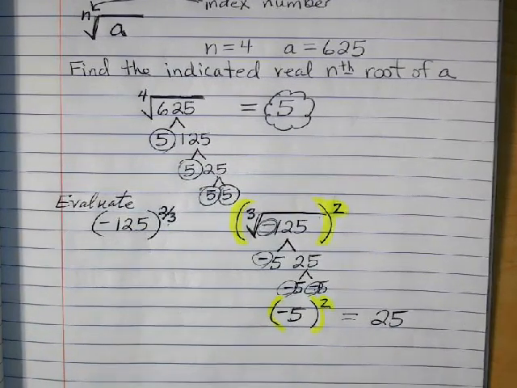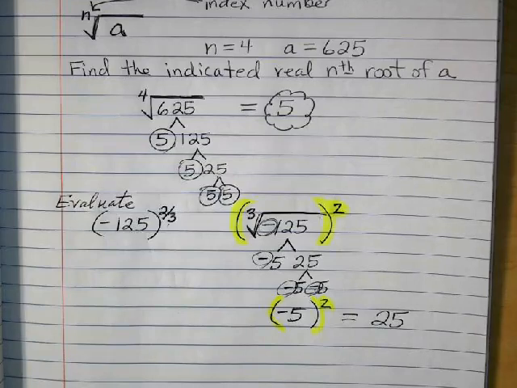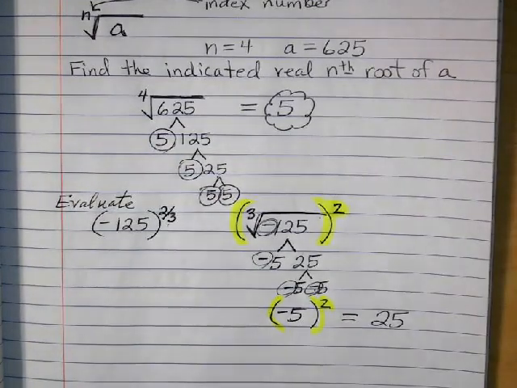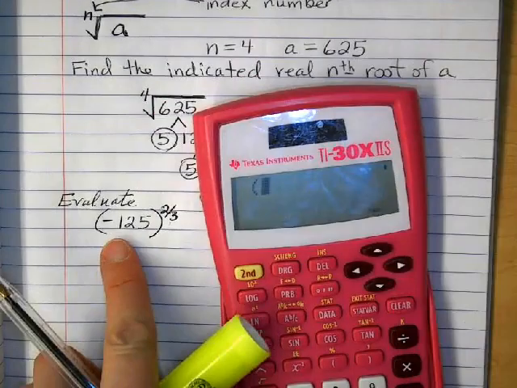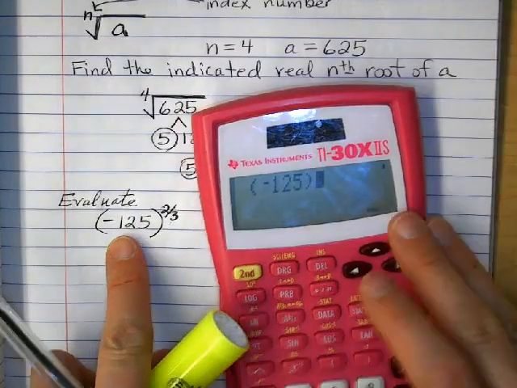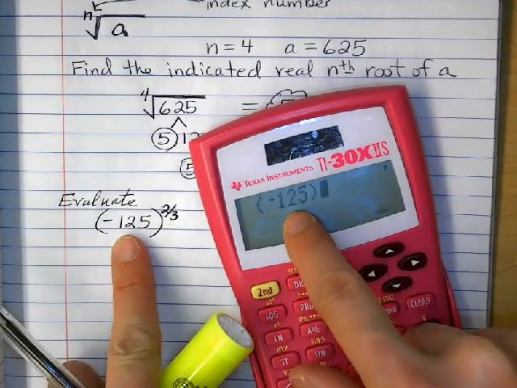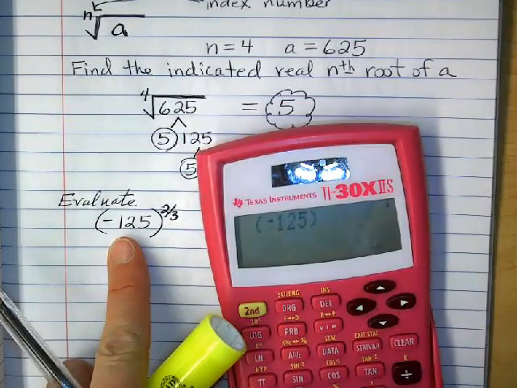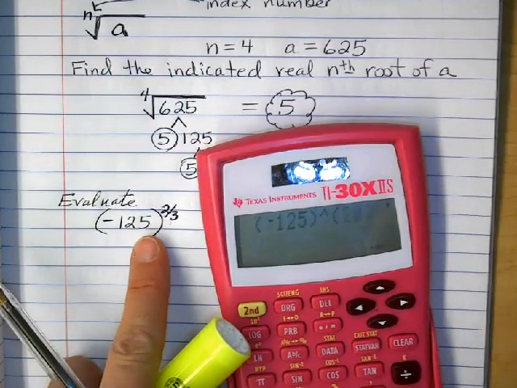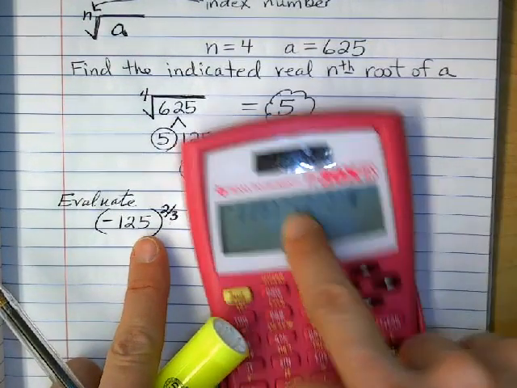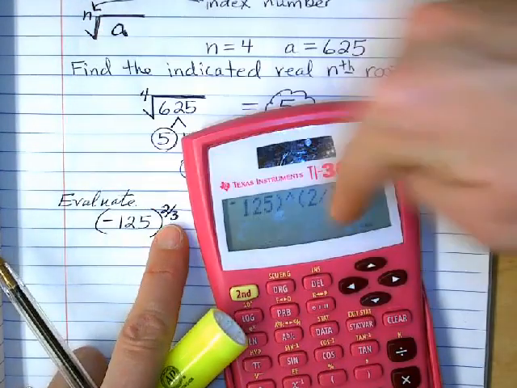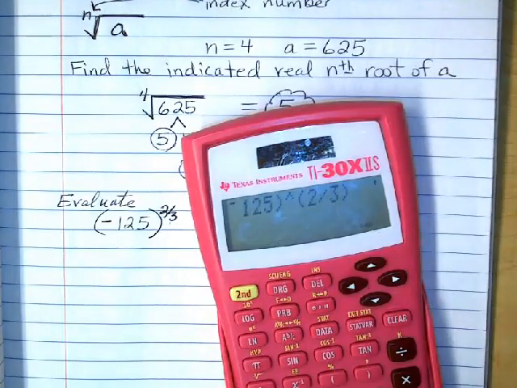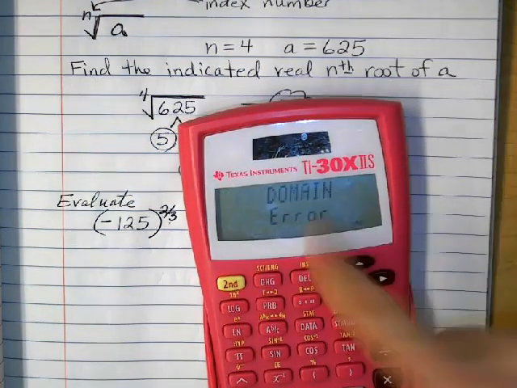See, so you can do it without a calculator. Could I have used a calculator and figured out the answer too? Yeah, I could have. You could do it either way. If I did it on the calculator, I have to make sure I type it correctly. So I'd have to put this in parentheses, and then raise it to the 2/3 power. You have to put that power in parentheses too because it's a bunch of numbers. So, oh, it's saying error.